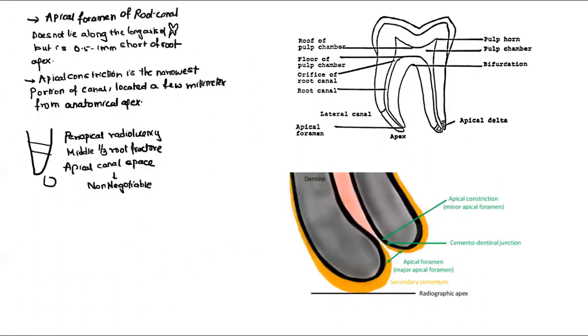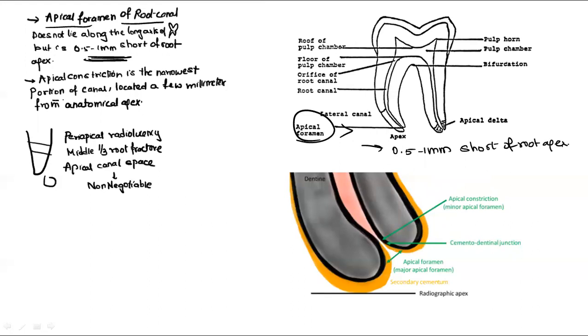Okay. Another point, apical foramen of root canal. So here you can see this is the apical foramen of the root canal. It does not always lie along the long axis of the tooth, but it is 0.5 to 1 mm short of root apex.